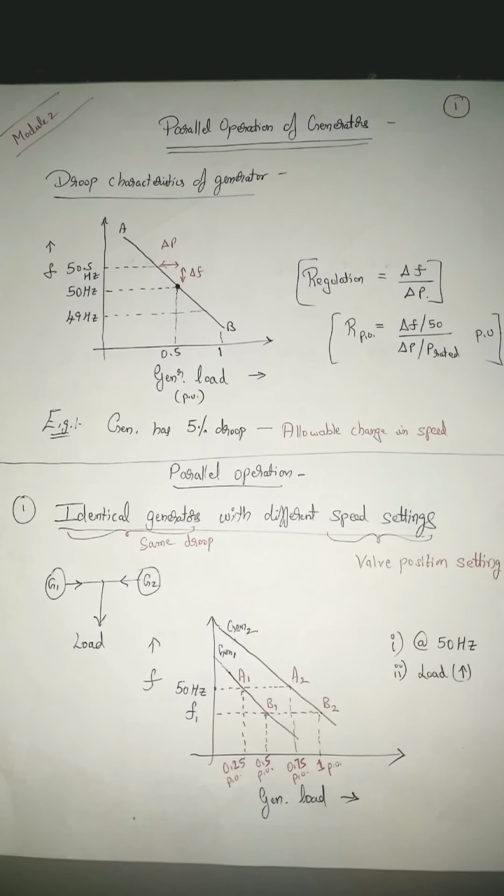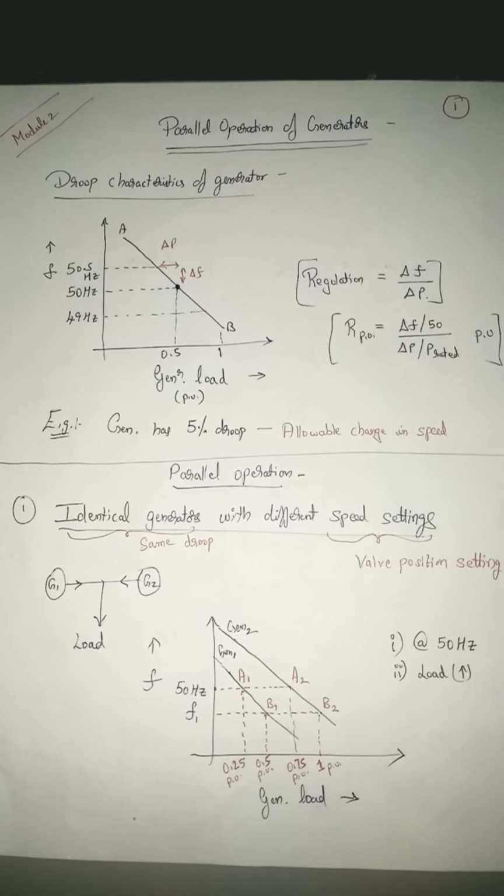Welcome to the first video lecture on power system operation and control. We were dealing with module 2 in the class. We were left with two topics from module 2: one is parallel operation of generators, the other is speed governors. First let us finish parallel operation of generators, then move on to speed governors, then we'll switch over to module number 3.